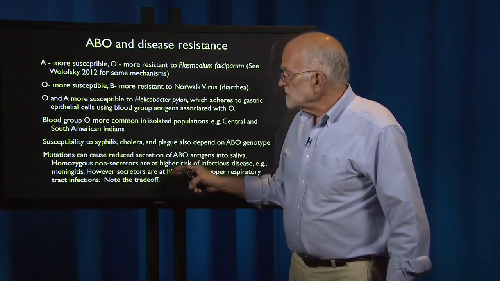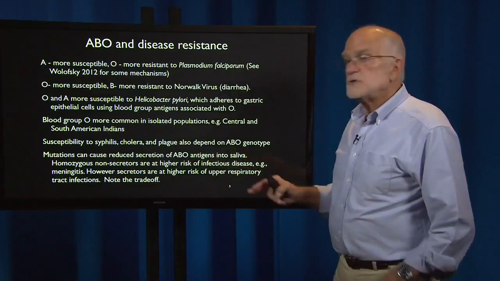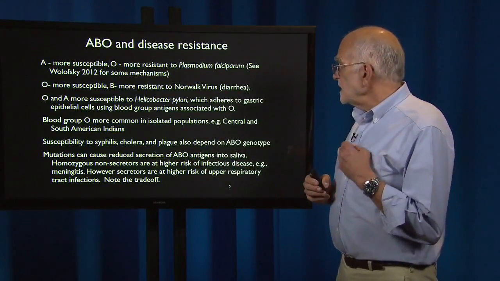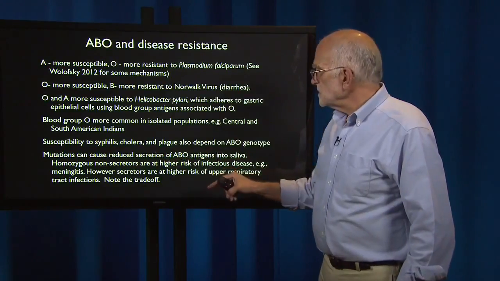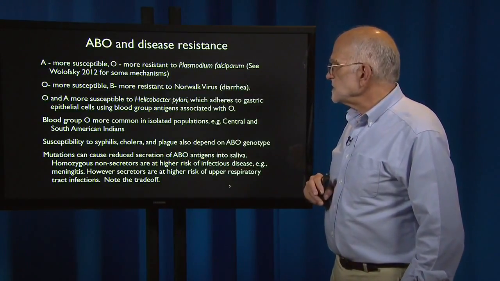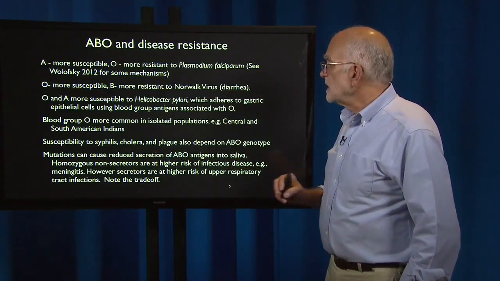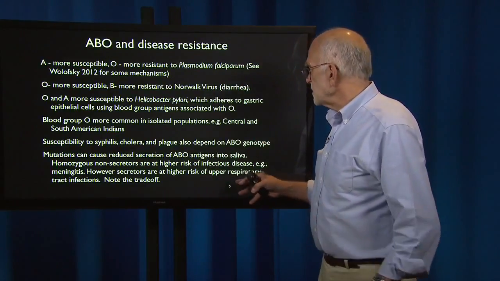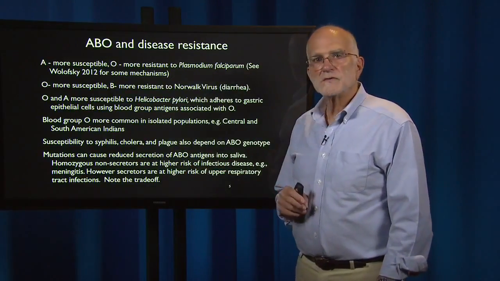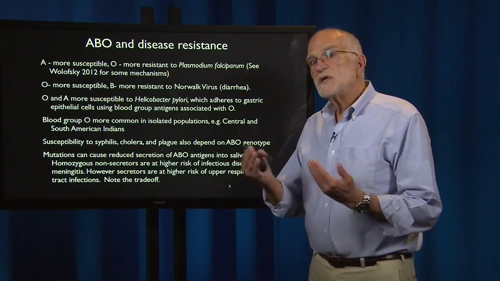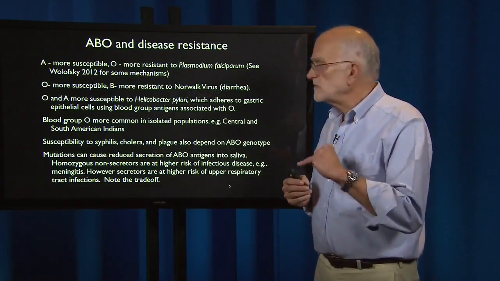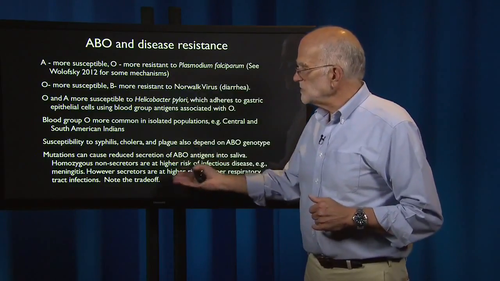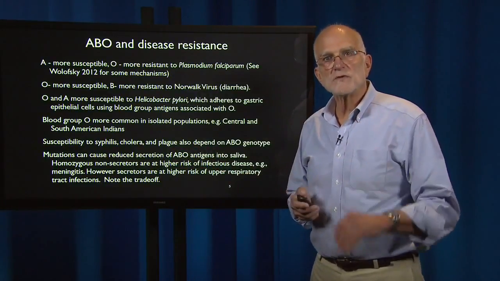And mutations can cause reduced secretion of ABO into saliva, and those that are homozygous non-secretors are at higher risk of infectious disease, for example, meningitis. However, secretors are at higher risk of upper respiratory tract infections. So you can see that even within this system, just how much of it is expressed leads to a trade-off between susceptibility to meningitis or to upper respiratory tract problems.